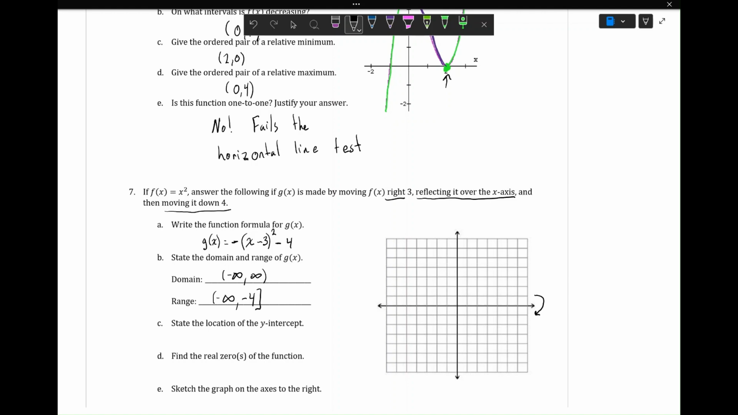The y-intercept is where x equals 0. So I can just put 0 into the function. And if I calculate that all out, I get negative 13. So my y-intercept is at (0, -13).